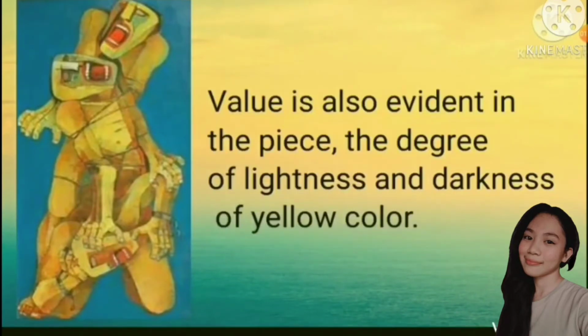The value is also evident in the piece, the degree of lightness and darkness of the yellow color. As you can see in many parts of the painting, the presence of darker parts in their faces, torso, hands, and knees gave a shadow and narrowing effect to the piece.